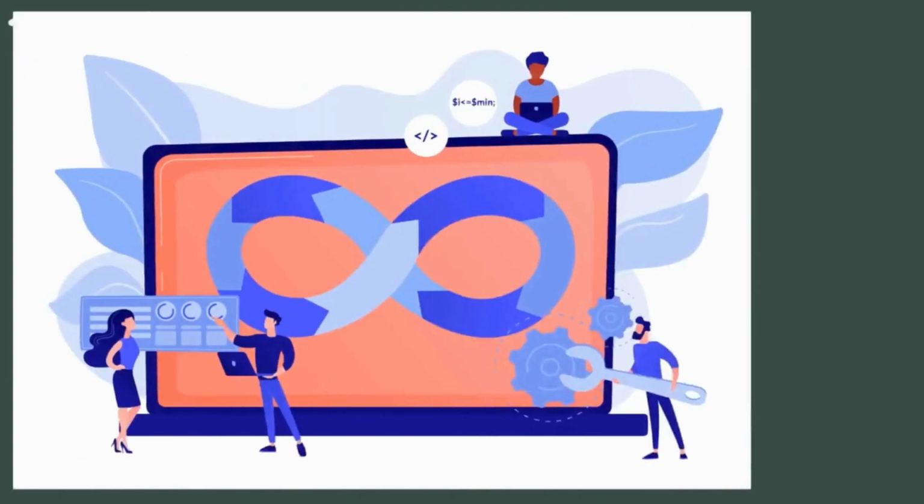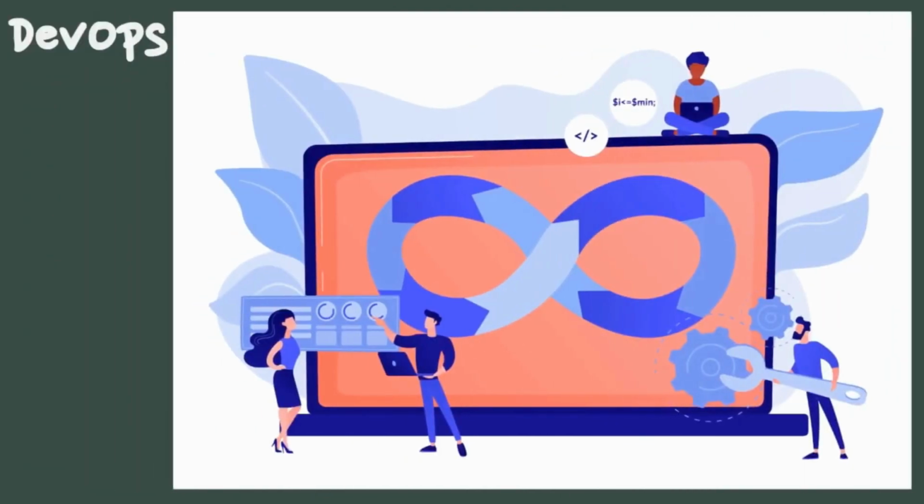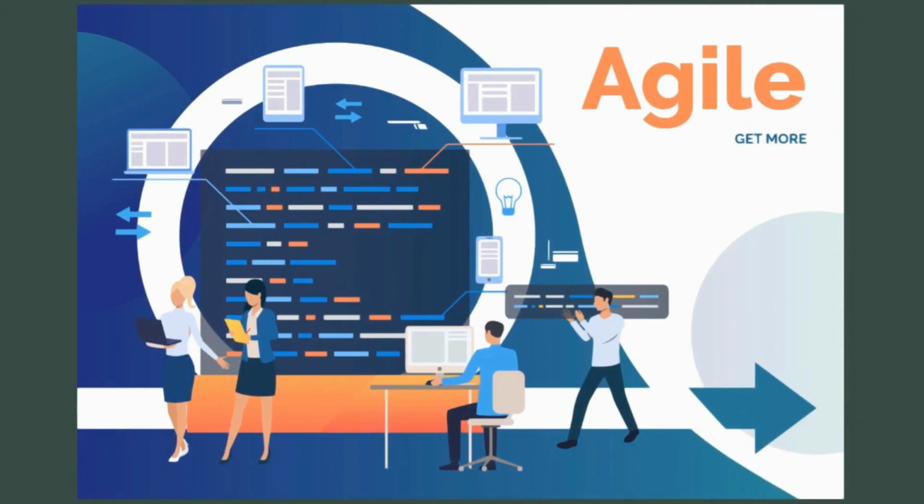DevOps. DevOps aims to bridge the gap between development and operations teams to enable faster and better software delivery. CI/CD emphasizes collaboration, automation, continuous integration, and monitoring. With DevOps, teams can release software more frequently, ensure stability, and respond to customer feedback more quickly.